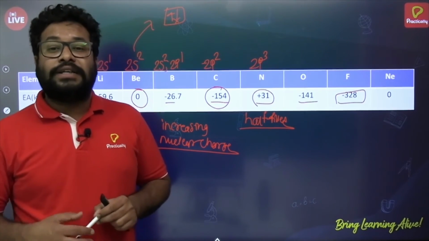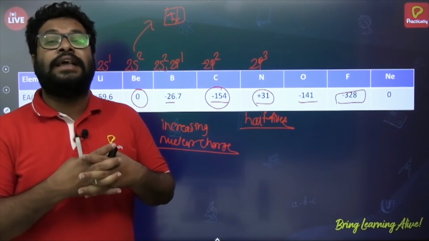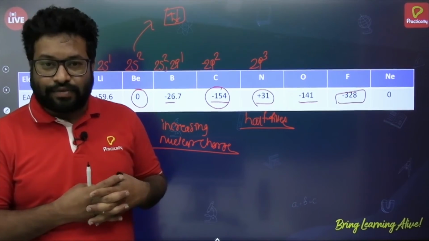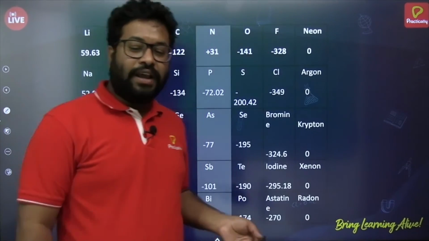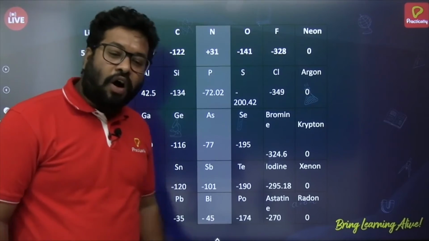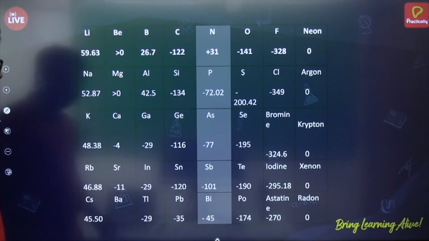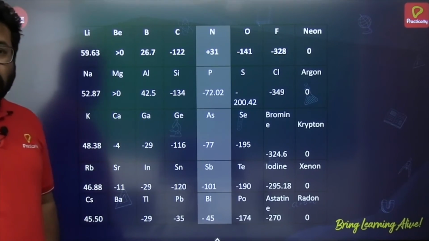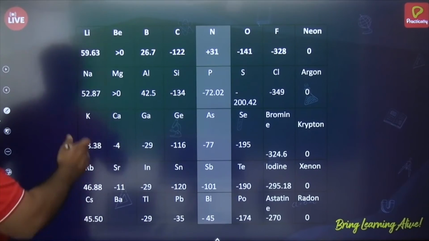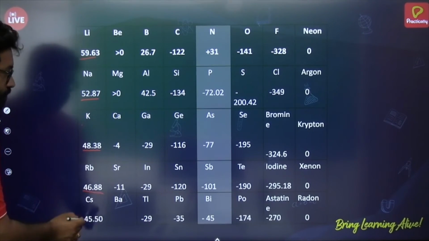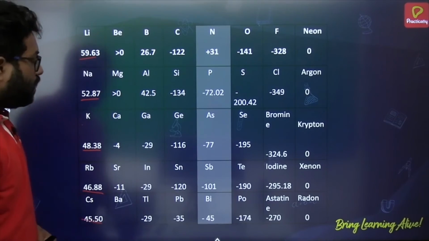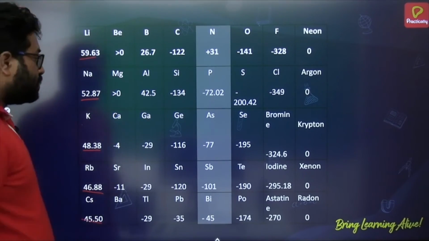Because of that, its nuclear charge is very densely concentrated. That is why it can afford to add an extra electron. Okay. Now let's look at all the values here. If you see here all the values, see lithium, sodium, potassium, rubidium, cesium. Okay. Now let me point out something here.